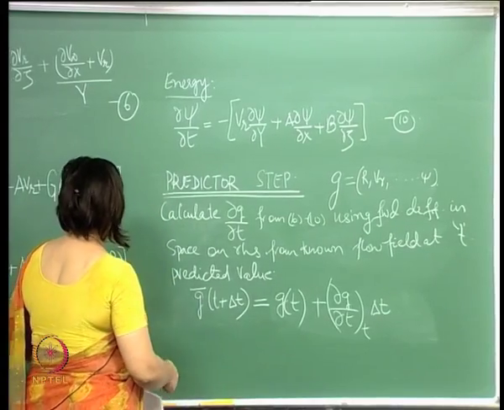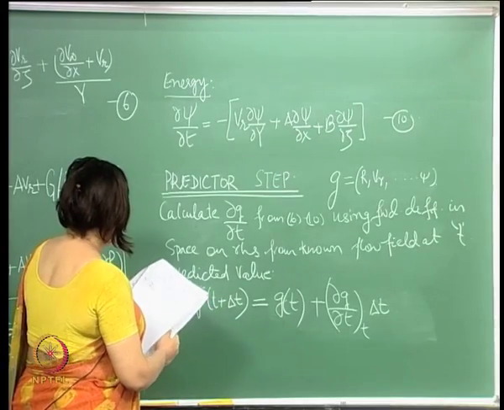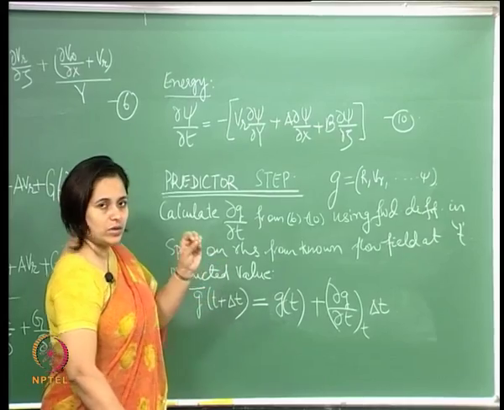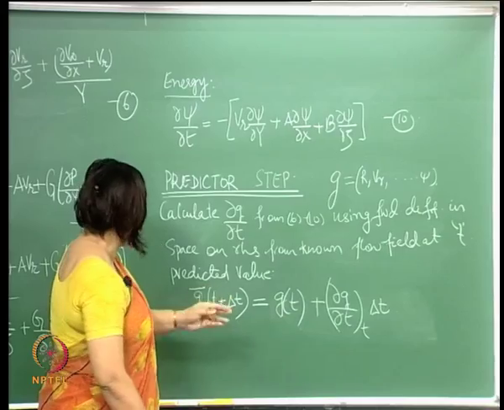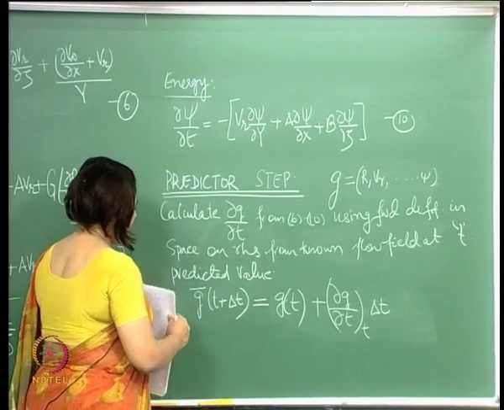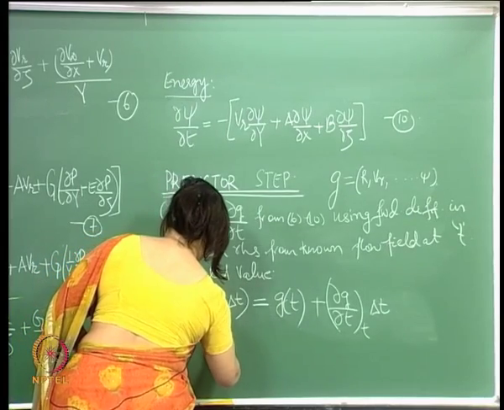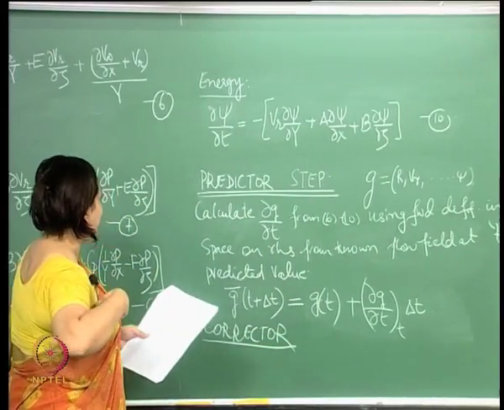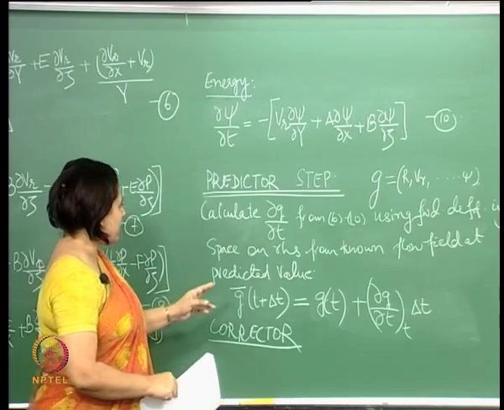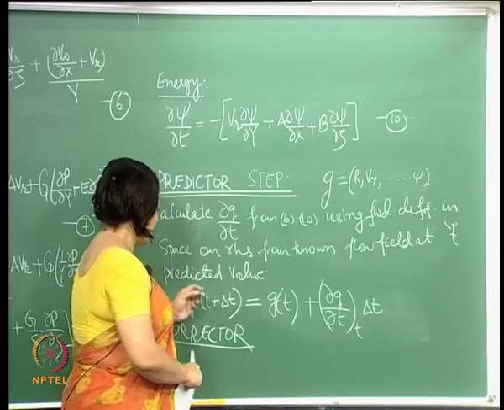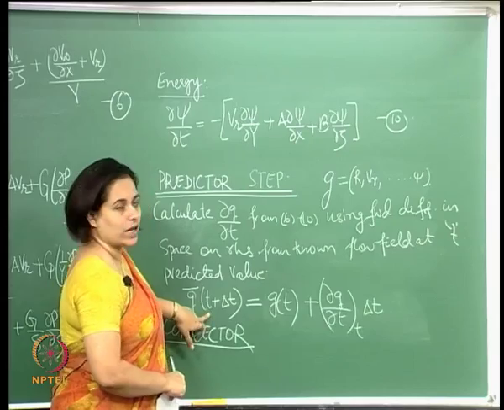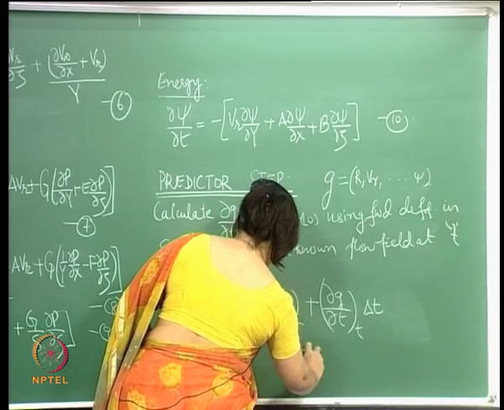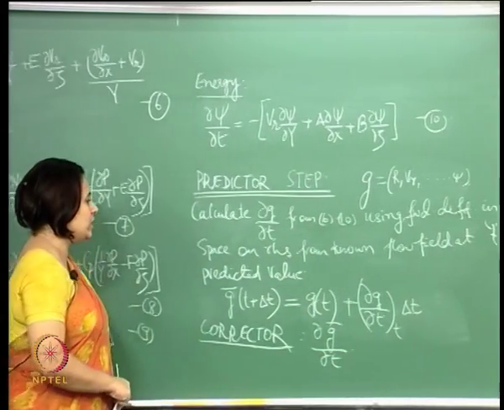Now, in the corrector step, basically what we do is we calculate the derivatives using backward difference relations using the predicted values. You understand what I am saying? In the corrector step we calculate the derivatives using backward differences using the predicted values. You see, the predicted values are at an advanced time. And we are going to call the derivative del g del t.